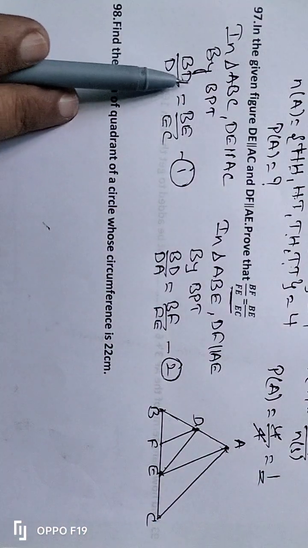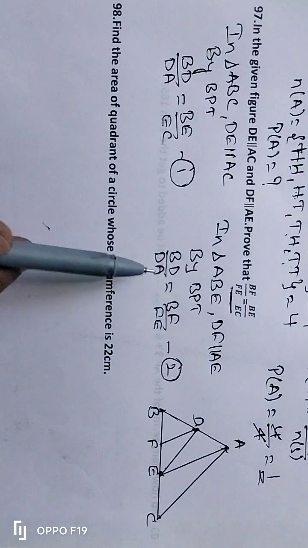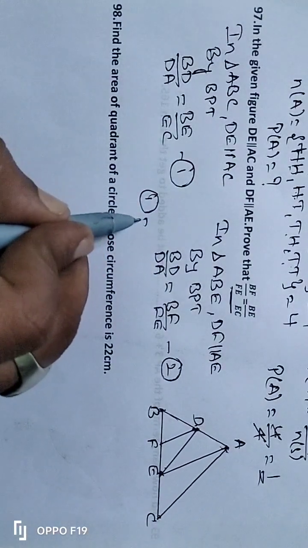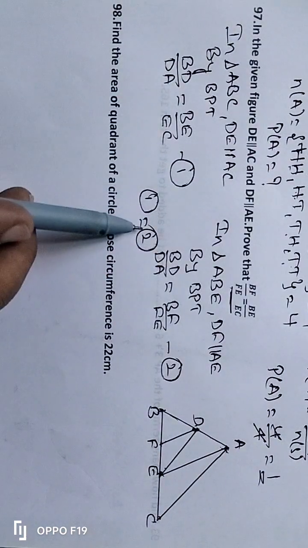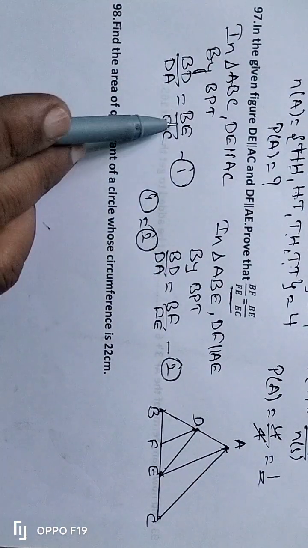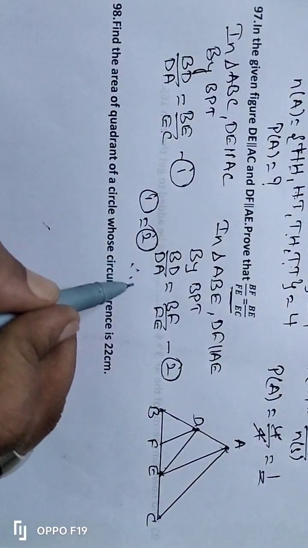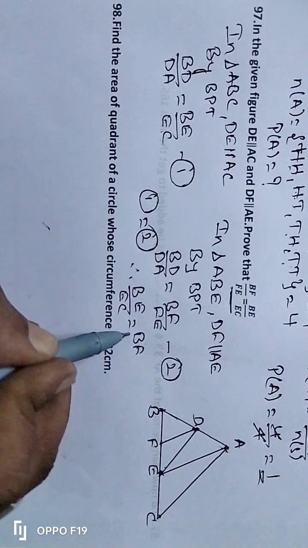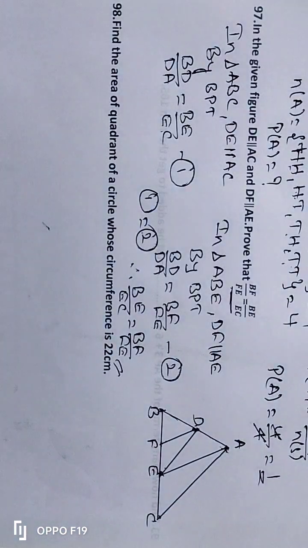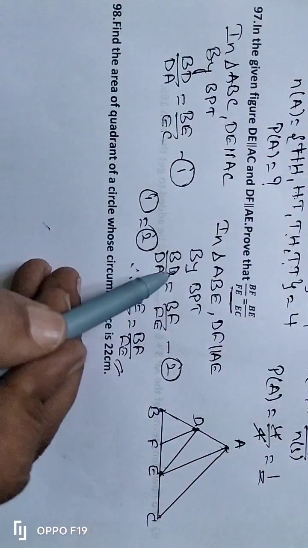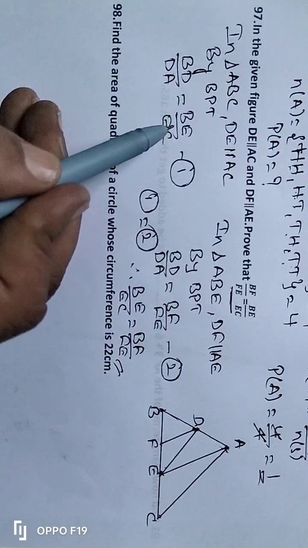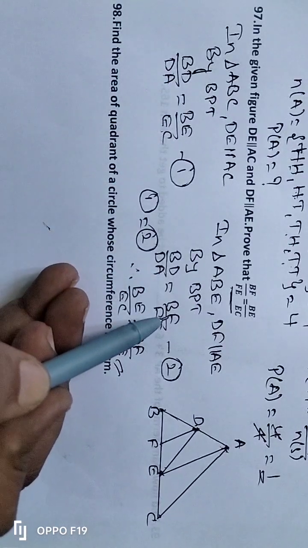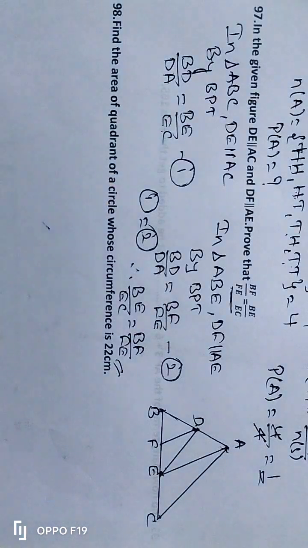Observe 1 and 2. In 1, BD by DA is there; in 2 also BD by DA is there. Therefore 1 is equal to 2. So BE divided by EC is equal to BF divided by FE. This one only we have to prove in this question because both are equal. Here also BD by DA, here also BD by DA, so these two are equal to one another. Like this we have to prove this problem.